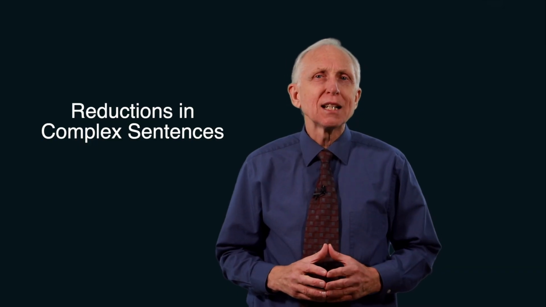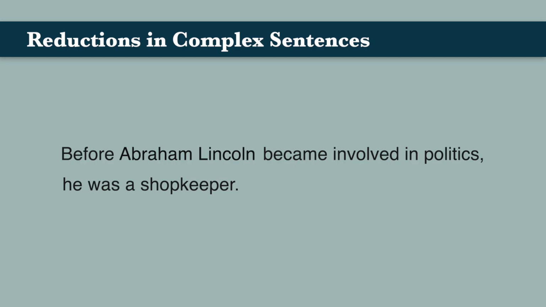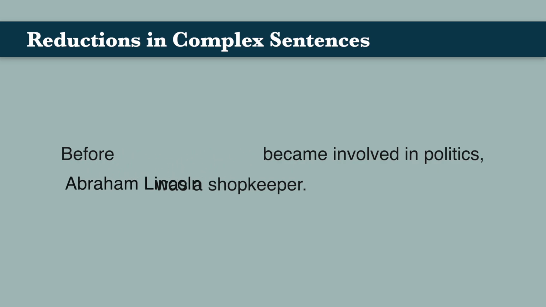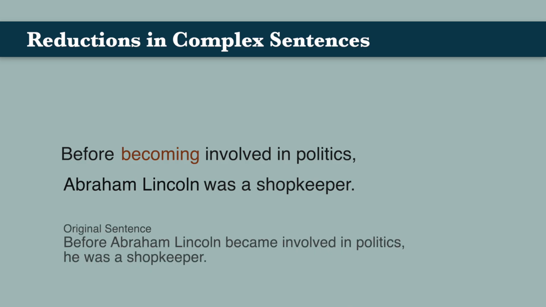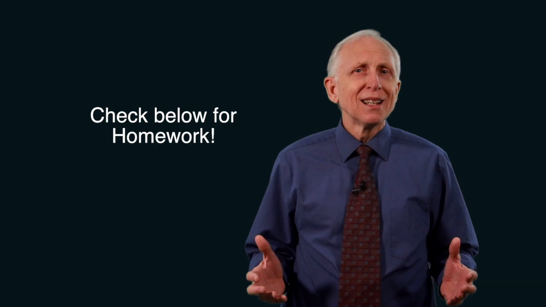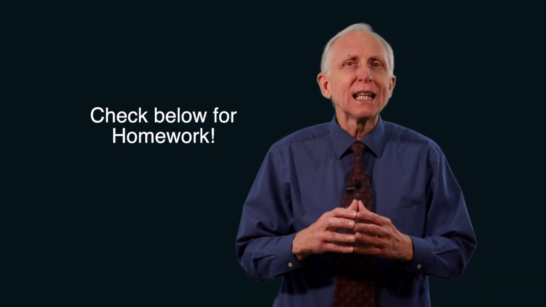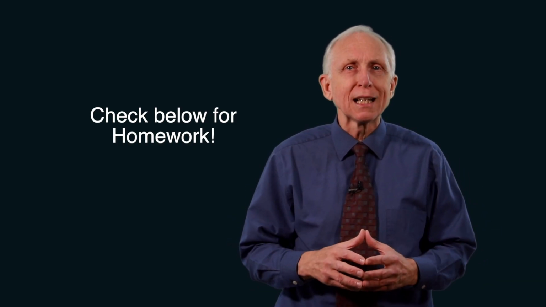Now, the second thing we need to talk about are reductions. Let's use this complex sentence for example. We can reduce the dependent clause because the subject is the same as in the independent clause. We're going to reduce it by moving the proper noun to the independent clause and changing the verb to the ing form. Now our sentence reads, before becoming involved in politics, Abraham Lincoln was a shopkeeper. So what is a complex sentence? It is when we combine two or more independent clauses with a subordinating conjunction.